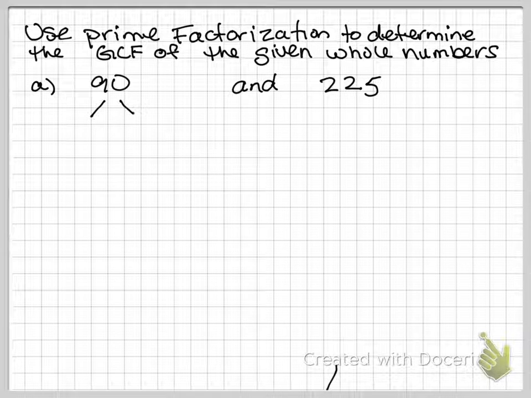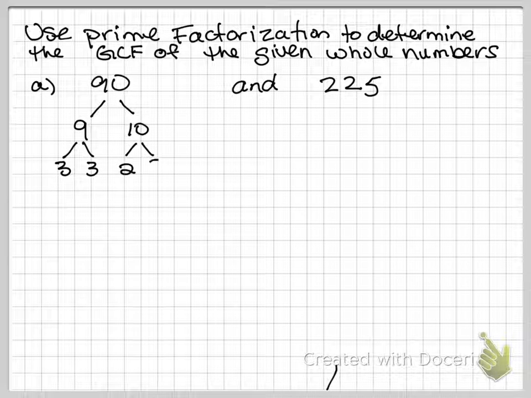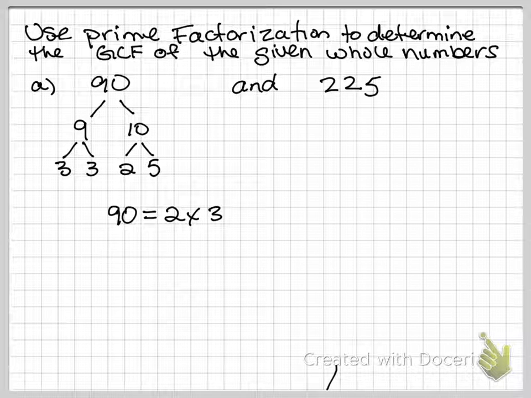So for 90, I have 9 times 10 would give me 90. I can then break each side down. 3 times 3 would give me 9. And then on this side, 2 and 5 would give me 10. So the prime factors of 90 would be 2 times 3 times 3 times 5. Well, let's look at the prime factorization of 225.